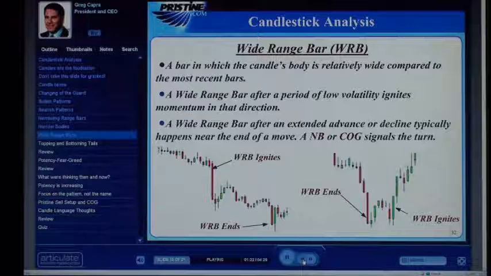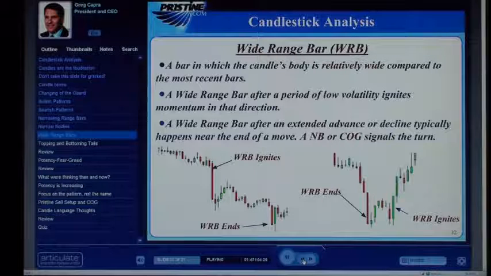Notice the topping tail at the high of the pristine sell setup, that it traded above those two prior bars' highs and formed a topping tail. This is an excellent entry point after a bearish wide range bar igniting a move out of a consolidation. Now, a wide range bar after an extended advance or decline typically happens near the end of a move.